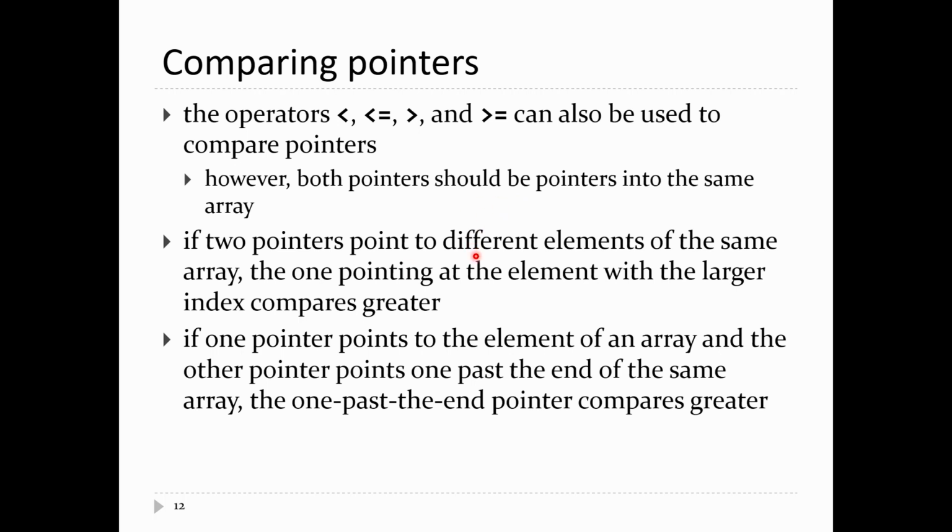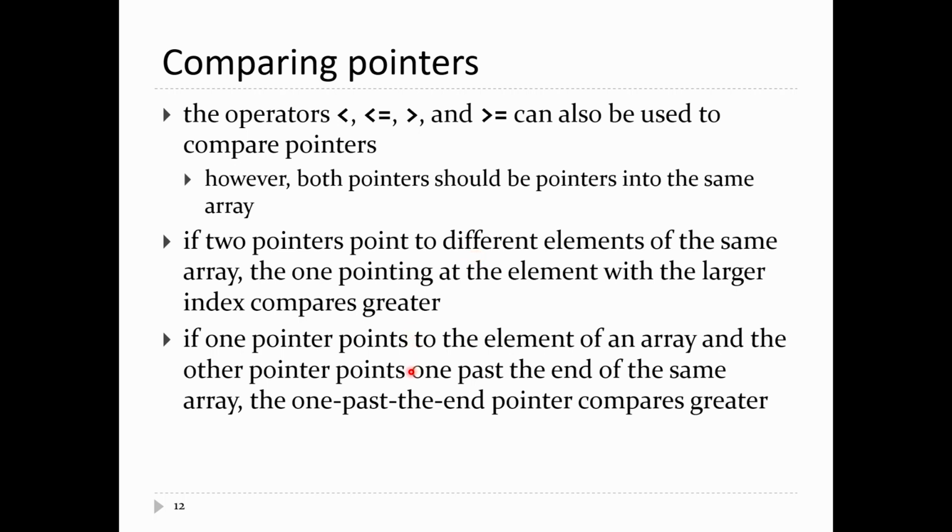So if two pointers point to different elements of the same array, the one pointing at the element with the larger index compares greater. So in this case, Q is greater than P. That is true, because Q points to an element that comes after P.